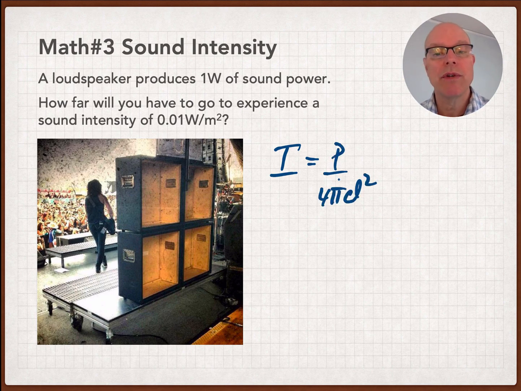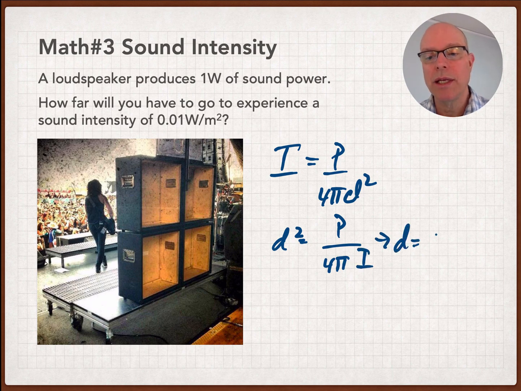And to solve this thing for distance, we just cross multiply the d squared, so it comes up here, divide both sides by the I, and what I end up with is d squared equals P over 4 pi times I, and then square rooting both sides will let us get that d is P over 4 pi times I, all inside the square root symbol.